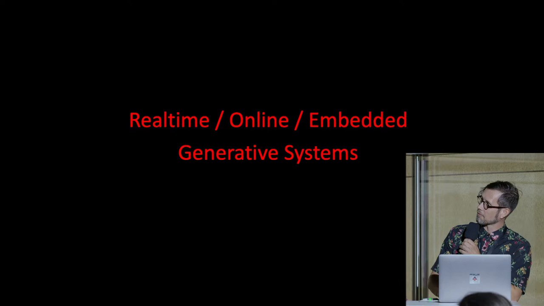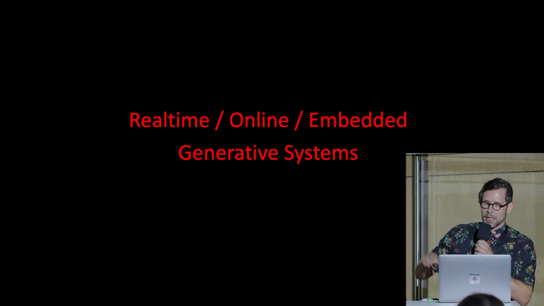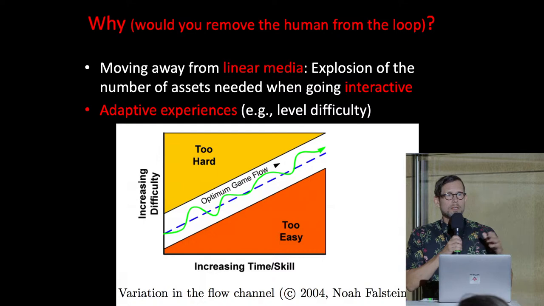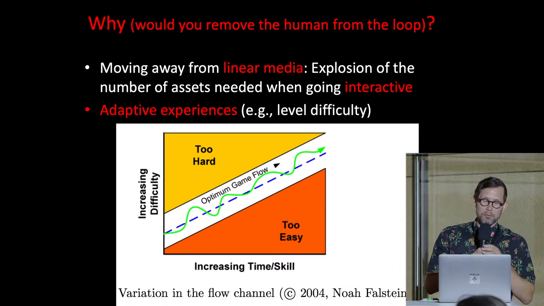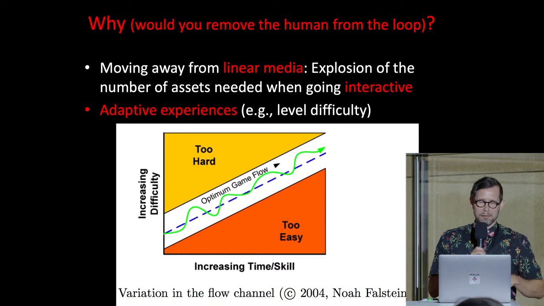The second family of creative AI systems that are out there are real-time online embedded generative systems. That's closer to pure automation. Why would we want a system to generate the assets from scratch without human intervention? Why, in other words, would we remove the human from the loop? Well, there are many reasons, but two good reasons are that with an interactive system, we have to move away from linear media.